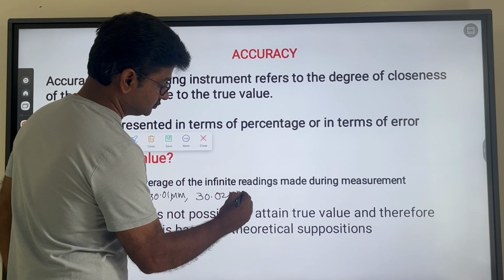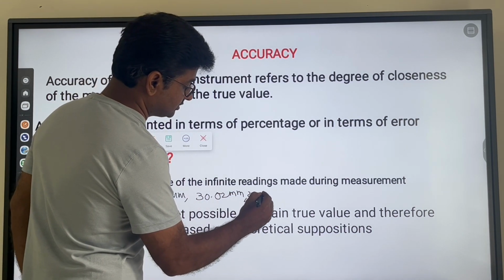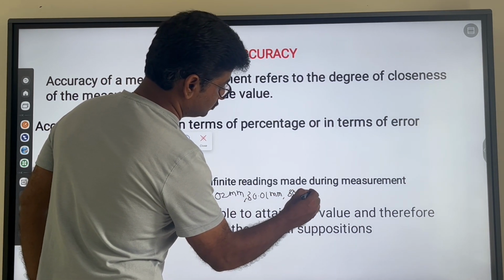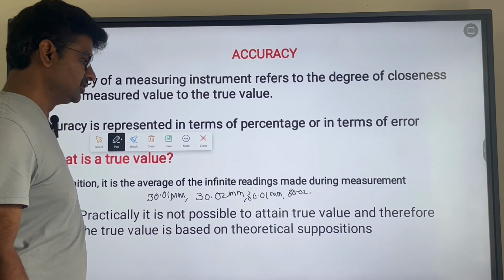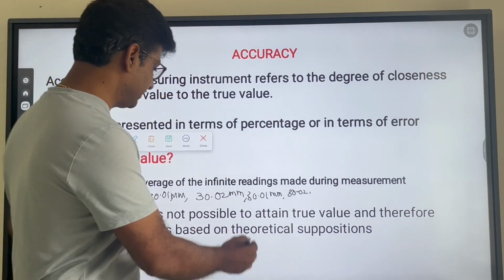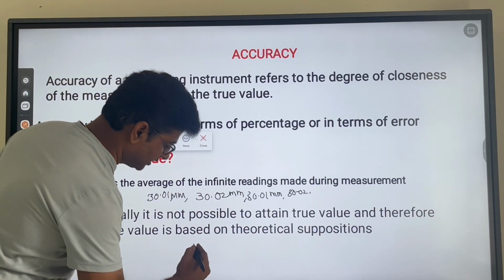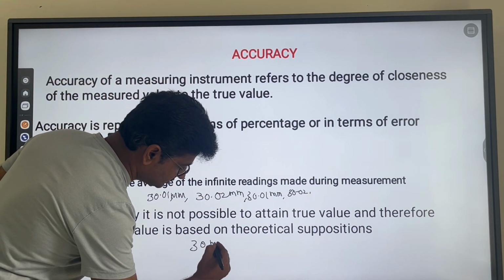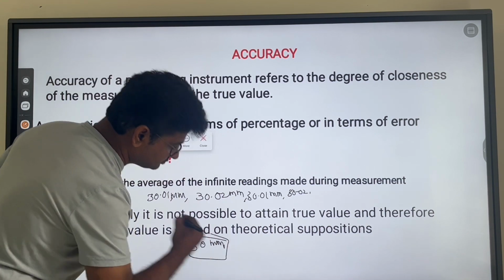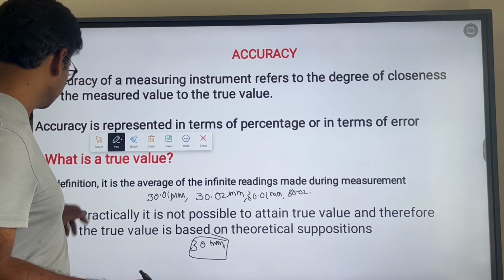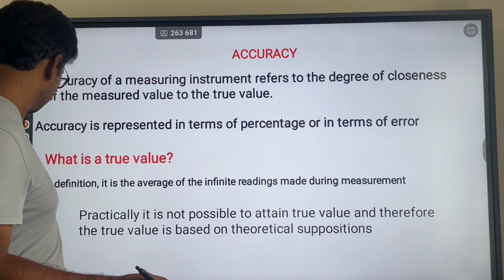30.02, 30.01 again, 30.02, something. I'm getting so many measurements. So what theoretically I can do is fix the value after so many measurements, maybe 15 or 20 measurements. I'll fix the true value as 30 mm. So why do I need to fix the true value? What is the purpose of the true value?